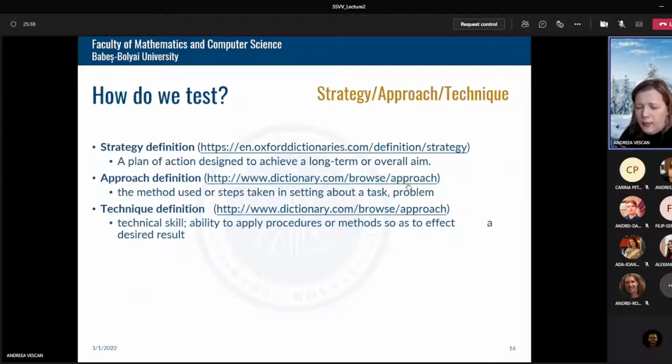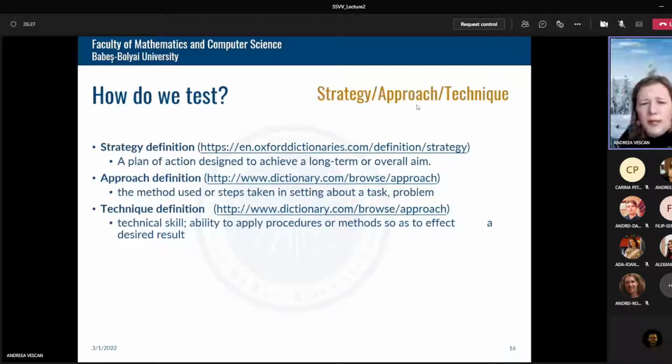Another important issue about how we test is the different concepts of strategy, approach, and technique, because you will find those three words used similarly in some of the books. So I wanted to emphasize the difference between them. When we talk about strategy, if you look in the dictionary, strategy is more like a very large plan of action, right? Very long term. You look at some months, or one year, you have a strategy to work on.